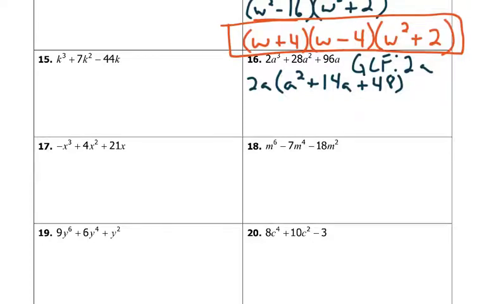48. Two factors of 48 that add together to get 14: 8 and 6. 8 and 6 multiply together to get 48 and add together to get 14. So those are our two factors.